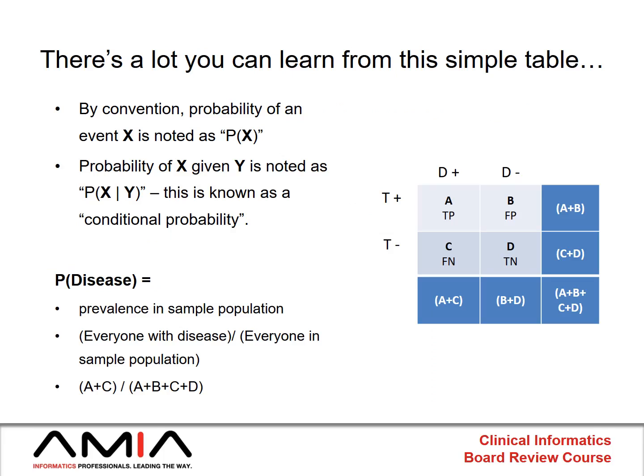Now, let's go back to that probability notation we were talking about. Remember, P parentheses something is read as the probability of that thing. So P of X is the probability of X happening. And conditional probabilities are separated by a vertical pipe. So P of X vertical line Y means the probability of X given that you know Y. This is a conditional probability. If we look at the 2x2 table, the probability of disease is A plus C, because that's everybody with the disease, divided by A plus B plus C plus D, everybody in the entire population. In other words, that's the proportion of patients in the population who have the disease.